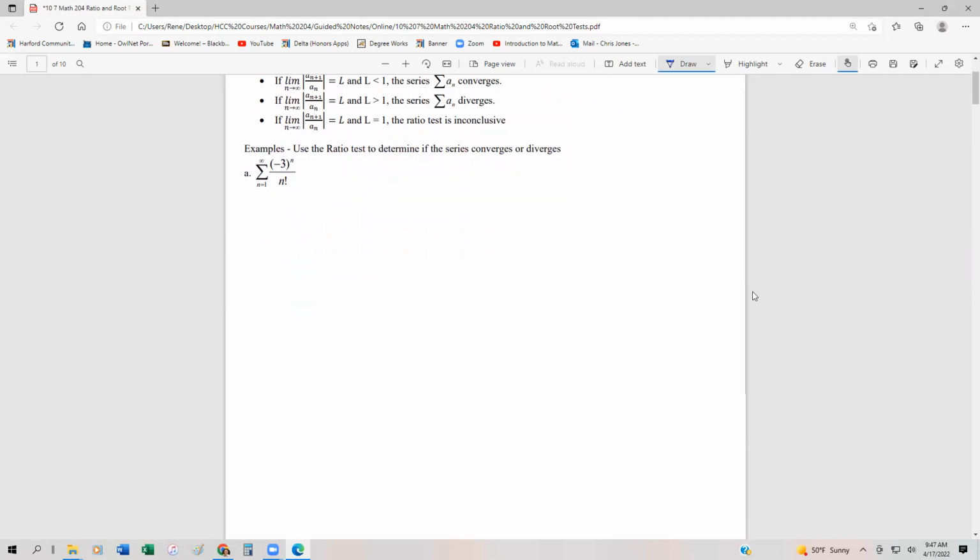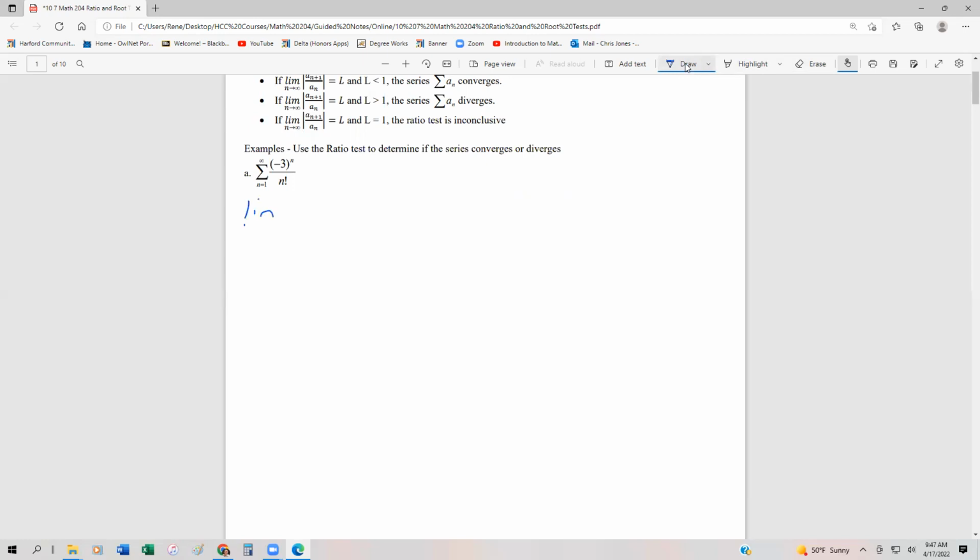A prime example of when to use the ratio test is going to be on this: minus 3 to the nth power divided by n factorial. Anytime you see a factorial, the first thing that should come to mind is you want to try to use the ratio test. One of the easiest ways to simplify factorials is to just go to the next term in the sequence.